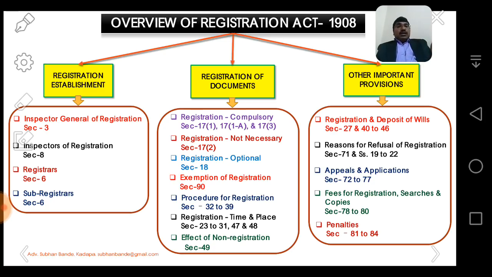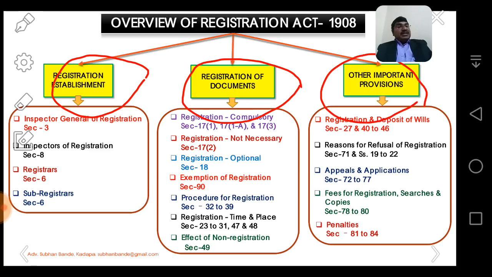Here, broadly speaking, there are three important parts in the Registration Act 1908. These three parts are divided by me for lucid understanding. The first part is related to registration establishment. The second part is related to registration of documents. The third part is related to other important provisions in Registration Act 1908.